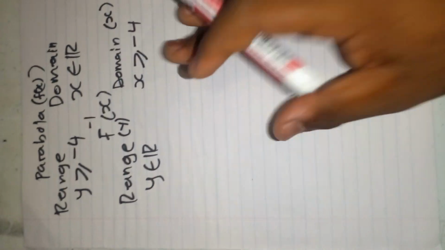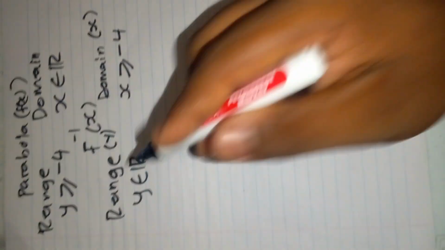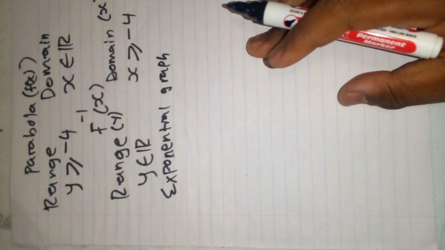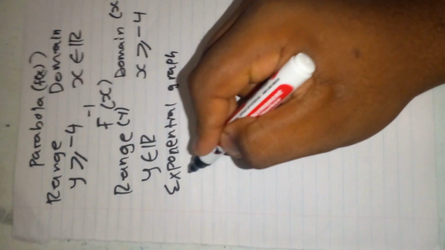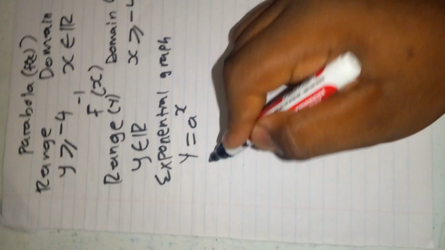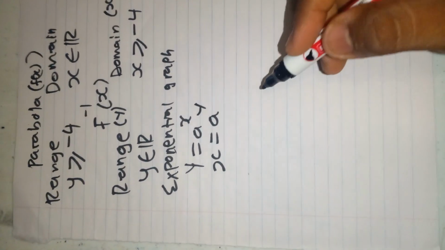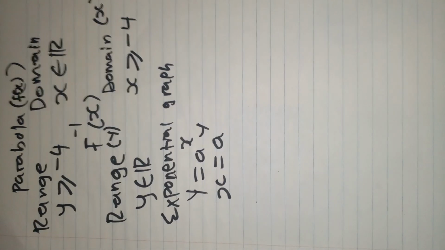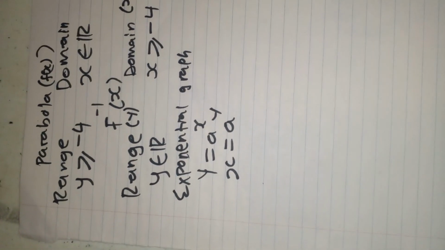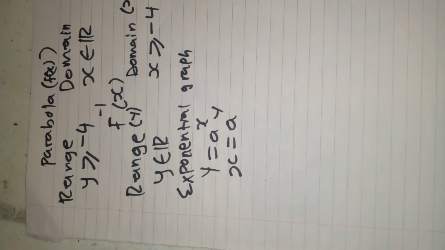So now let me go to the exponential graph. Is it fine? So let's start with the exponential graph. To find the inverse of this exponential graph, let's say y is equal to a to the power of x. Swap x and y. So x is equal to a to the power of y. And then after, you have to make y the subject. So now we are going to introduce logarithms.